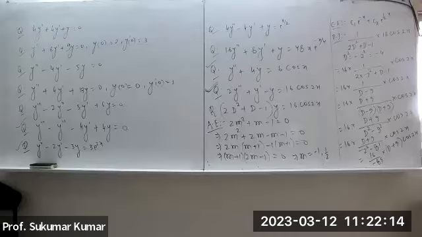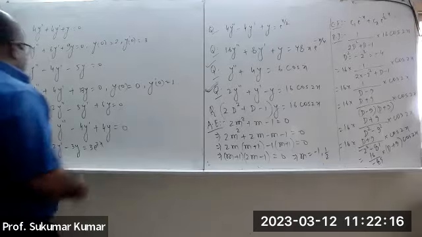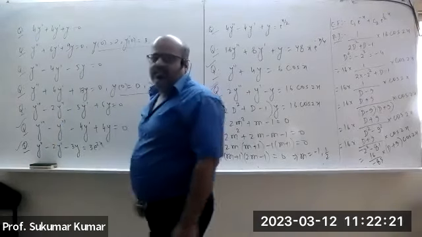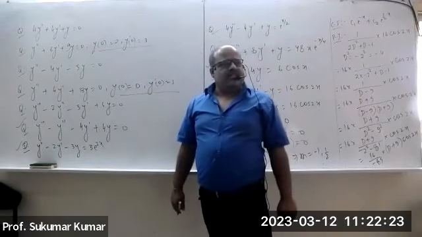You have to apply the conditions and find the constants C1 and C2. This is called an initial condition. Initial condition and boundary condition, you know.